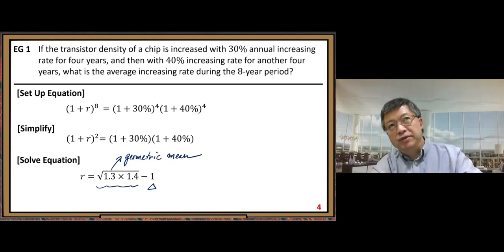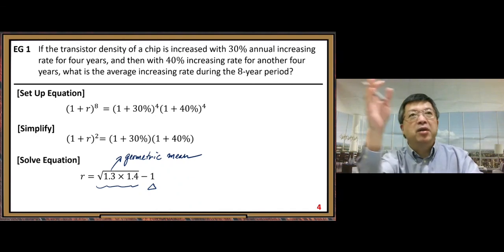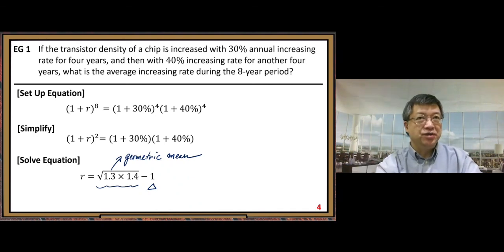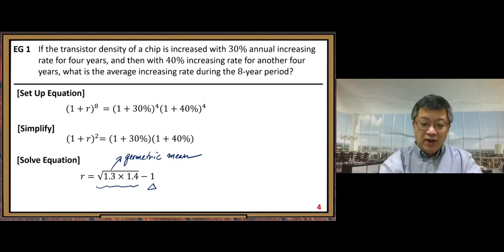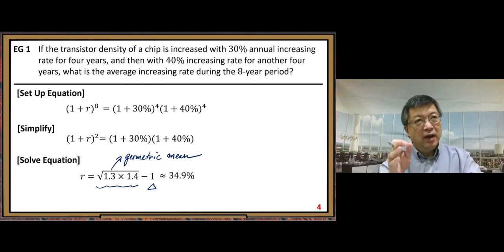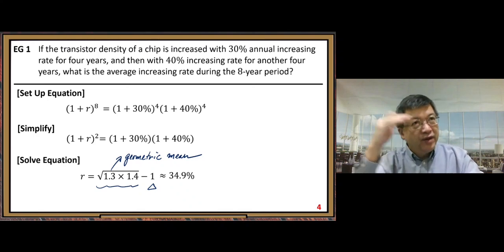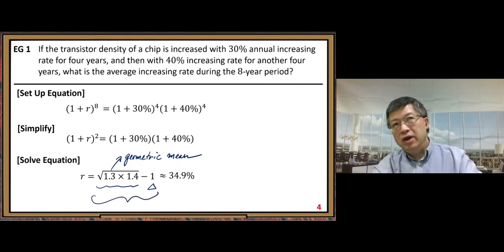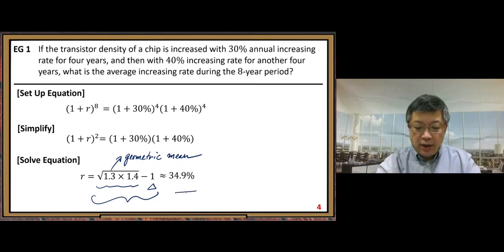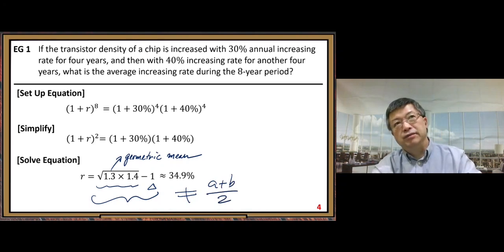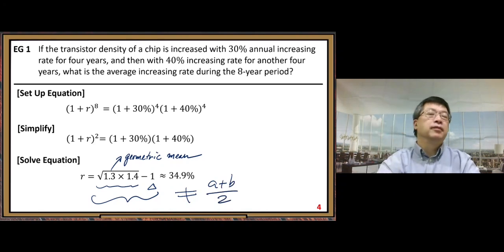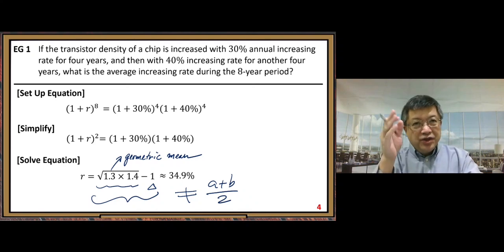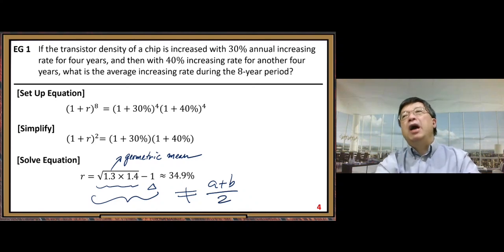In the example I gave you before, it was the harmonic mean. See, we have chances to use different means. So the answer is approximately 34.9%. Although very close to 35%, the formula is different. The formula is not a plus b divided by 2. It's not that. All right, so this is the right way to calculate the average rate.